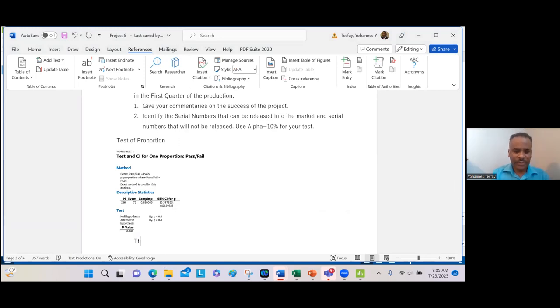Then you're going to say the project is not successful, because it's already rejected. P-value is 0.